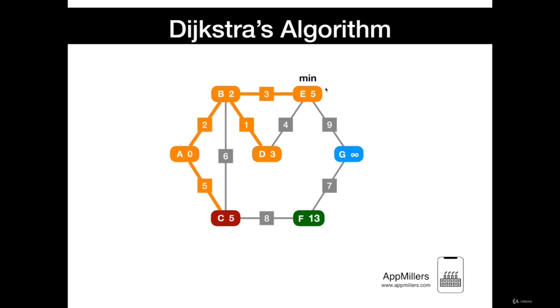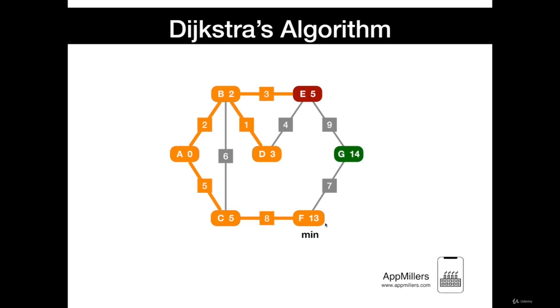As we see, we have only one path from E to G, so using the same method we will calculate the cost. And 5 plus 9 is equal to 14. And when we compare this path to the path through F, we see that 13 is less than 14, so we'll continue from here.